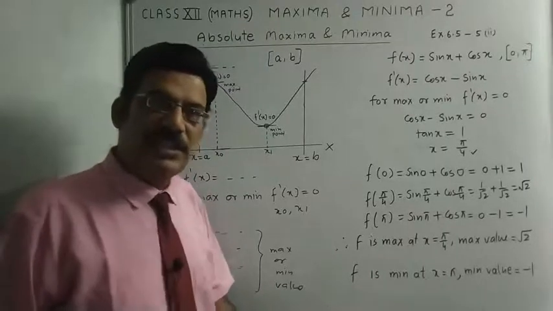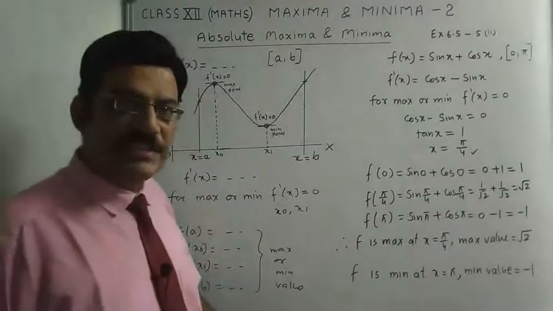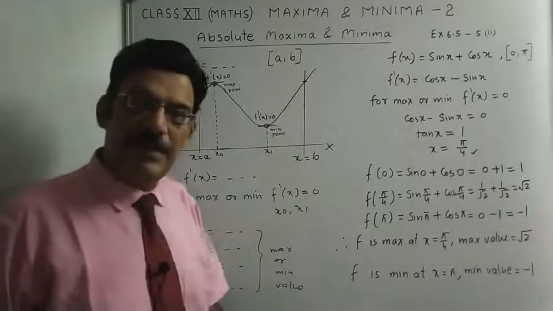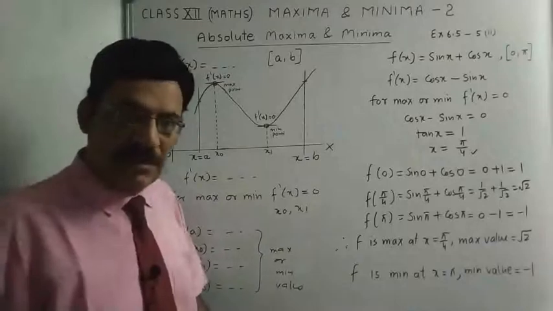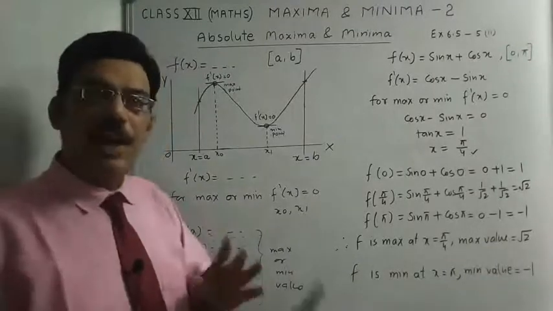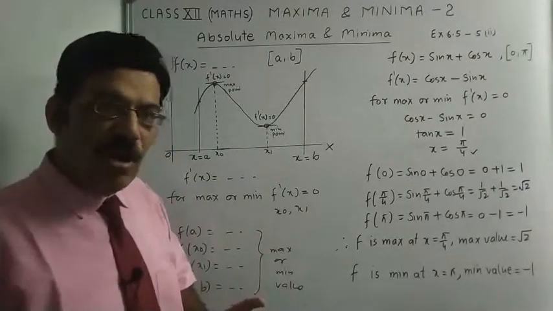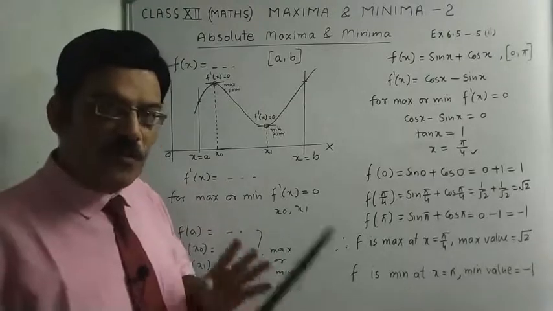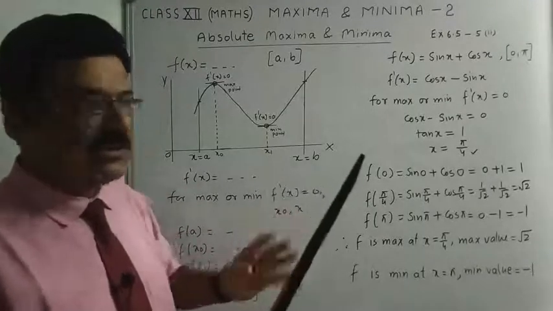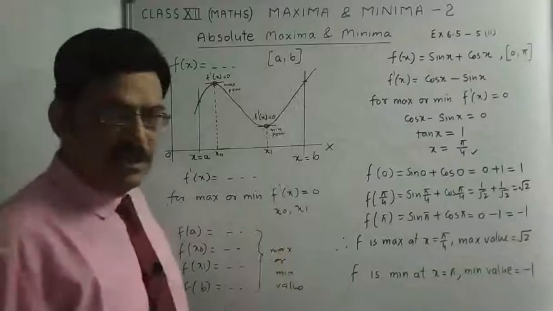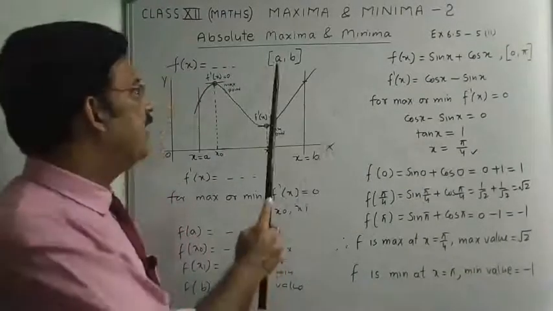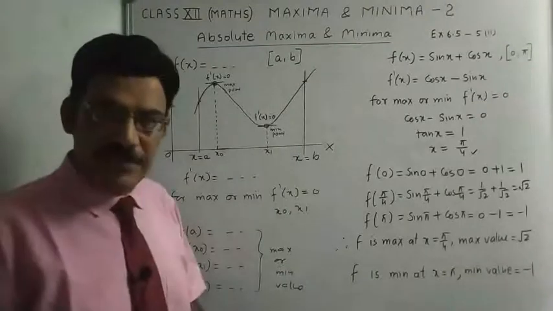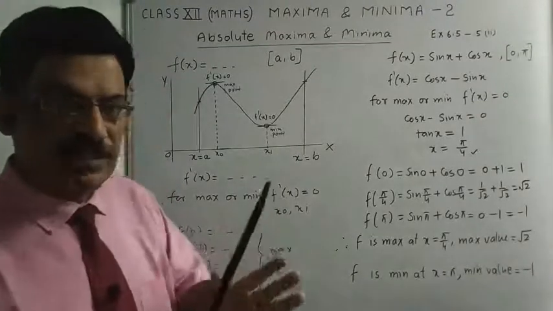Students, in this video, we will discuss the second topic of maxima and minima, that is absolute maxima and minima. In this topic, you have to find the maximum or minimum value of a function in the total interval, that is the closed interval [a, b]. Let f(x) be a function, this is always given, and the closed interval is a must, [a, b]. a is the lower point and b is the higher.